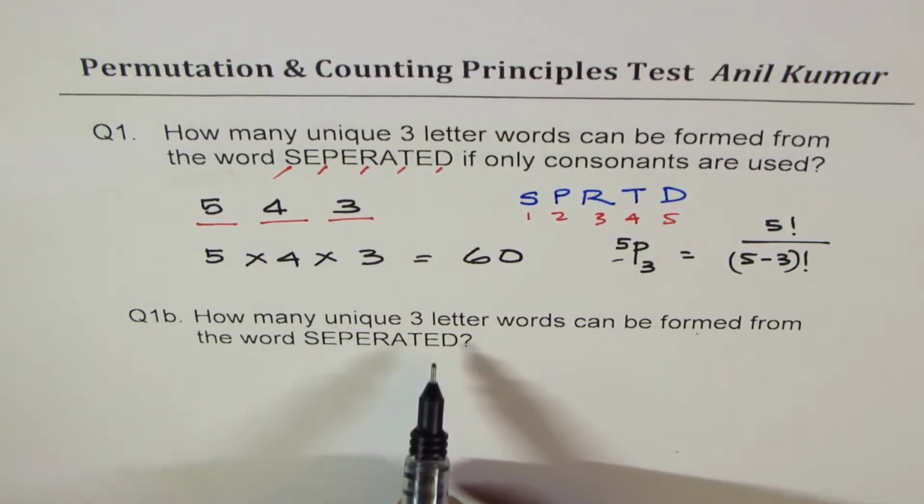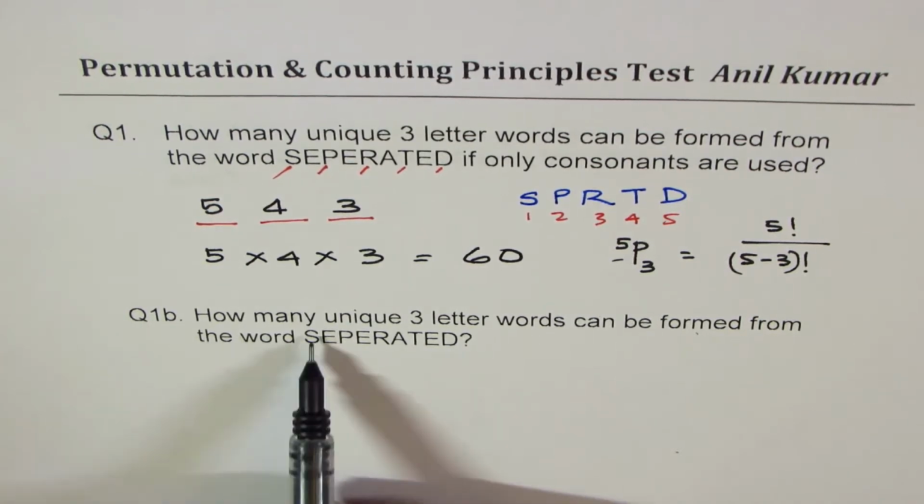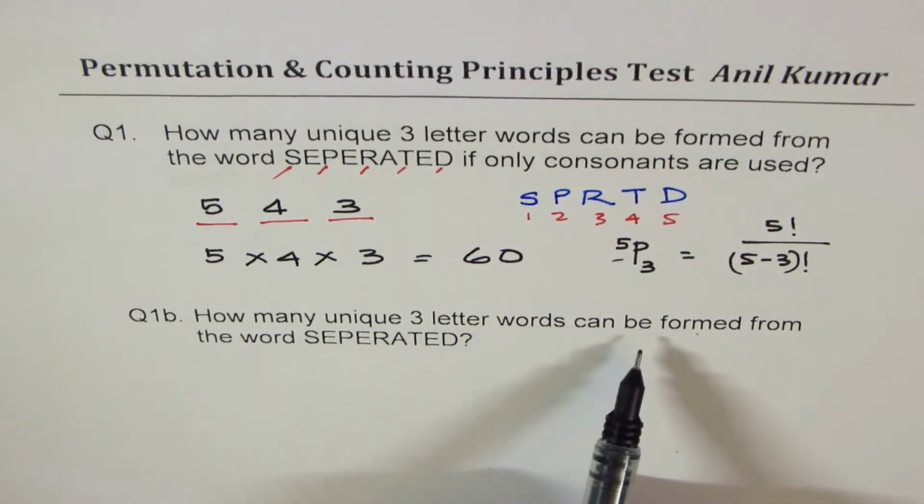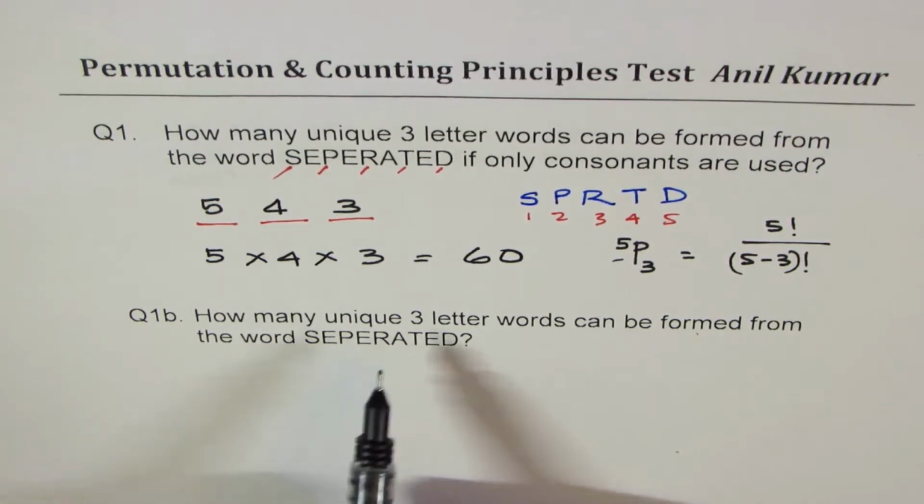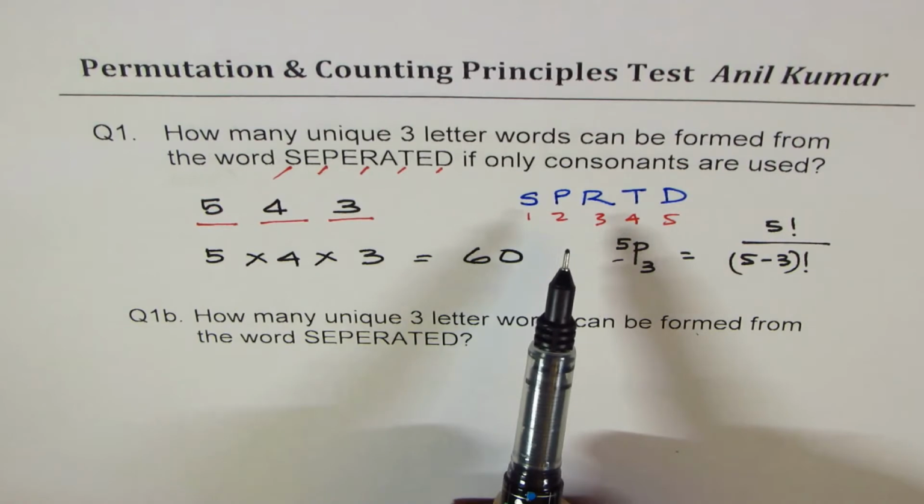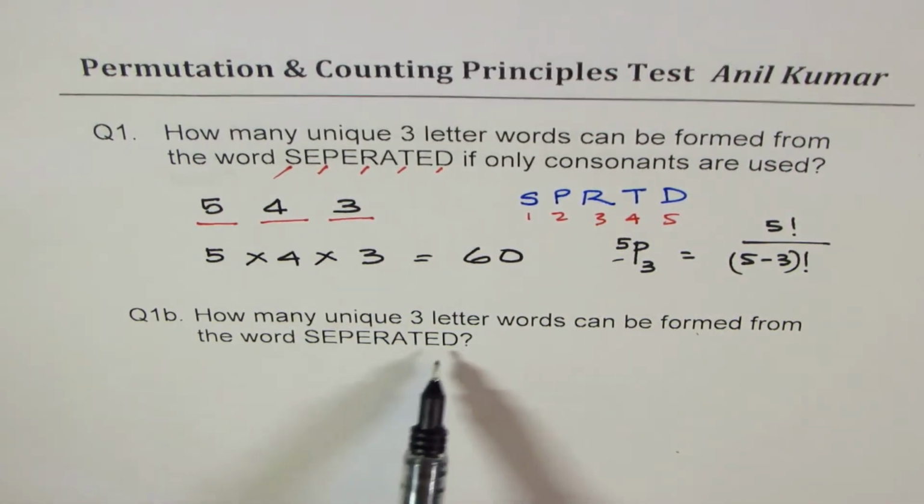Now, a tough question on this will be a variation, which I have mentioned here. How many unique 3-letter words can be formed from the word separated? Now, if I don't separate out the vowels, we have a few repetitions, and then there are a lot of words.